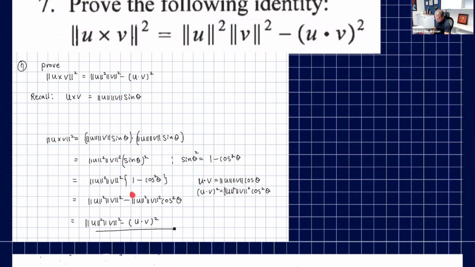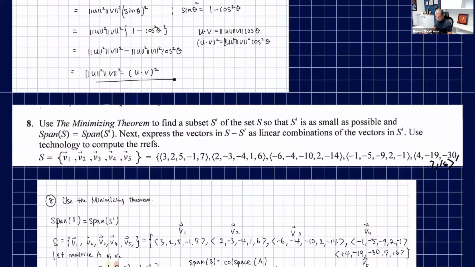However, what is this again? Check the lecture on the dot product. That's how you write the dot product: u dot v is the magnitude of u times the magnitude of v times the cosine of the angle between those vectors. If you square that, that's what you get. So instead of this expression, you can substitute that, and it's proven. You get the same answer given in the problem.